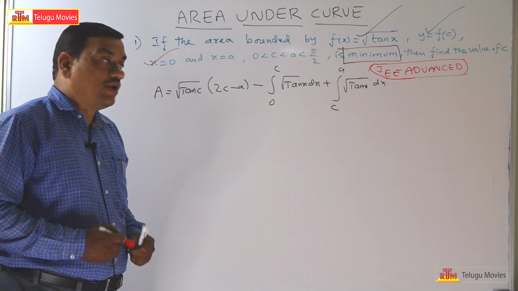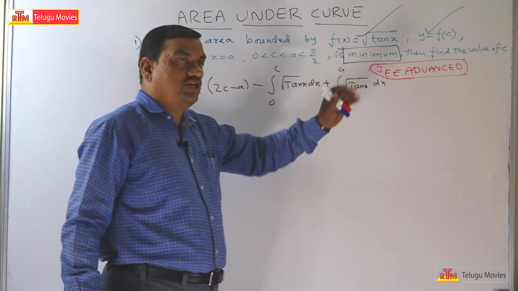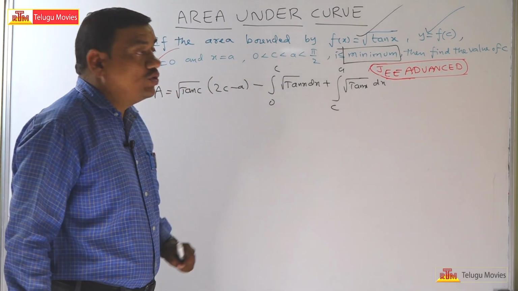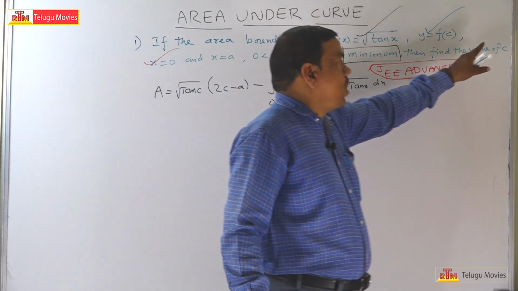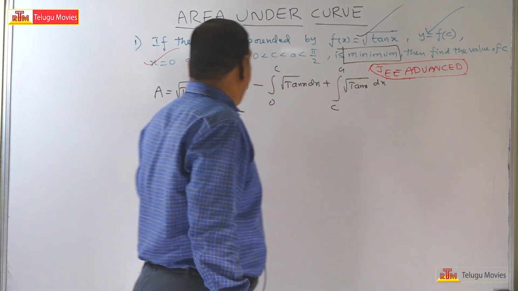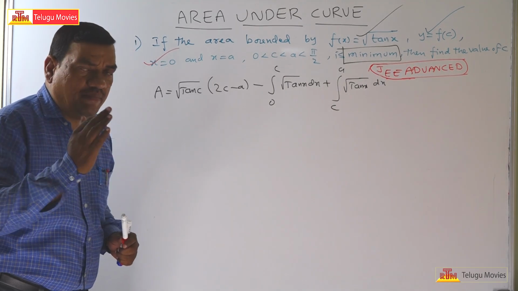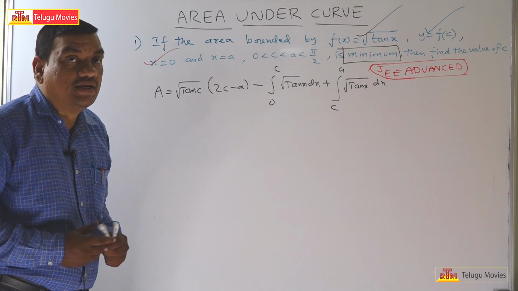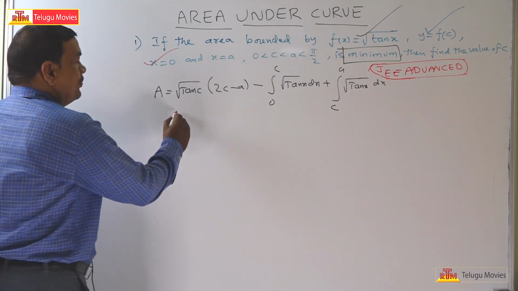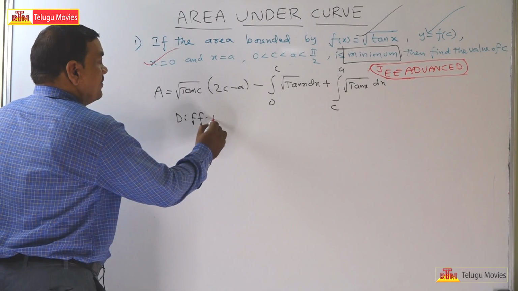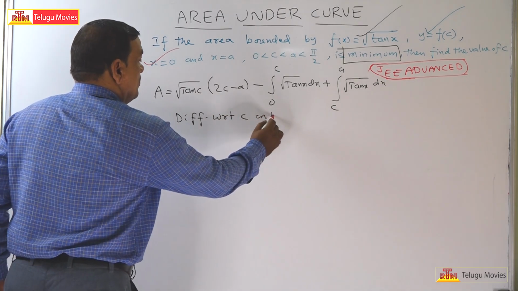Welcome back to the calculation part. Now we got a function here. We have to find out the value of c so that the area function is minimum. Whether it is a maximum or minimum, we have to find out the first derivative. Now what you are going to do is differentiate with respect to c on both sides.